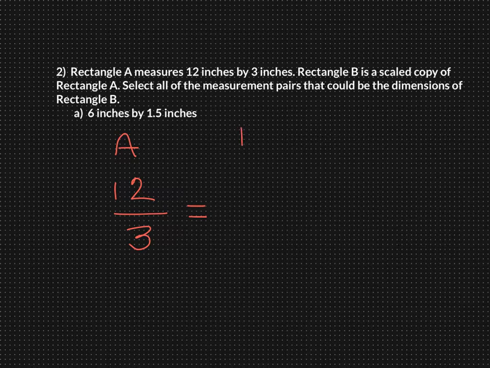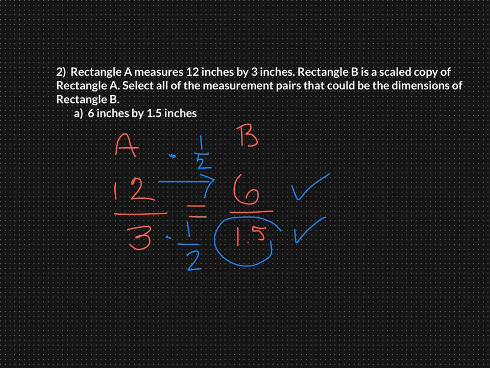And we want to see if that's equal to B, which is 6 by 1.5. So we know that we always multiply to get from one to the next. So we say to ourselves, what would we multiply 12 by to get to 6? We know 6 is half of 12, so that would be times 1/2. And the bottom number, 3 times 1/2, is also 1.5. So both of these work. So A can be a scaled copy.